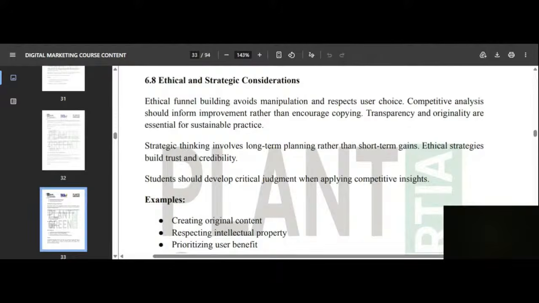Ethical marketing means growing your business without misleading, without manipulating or harming others. Now this includes being very honest to your customers, being very transparent to your customers, respecting your customers' privacy, and applying and doing a very fair competition among your competitors. So these are the points that mean ethical digital marketing.